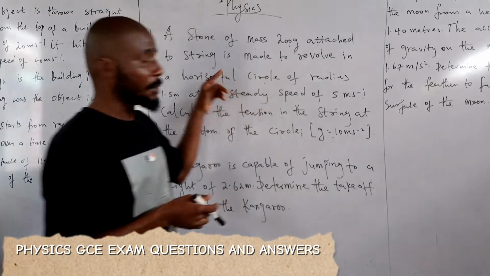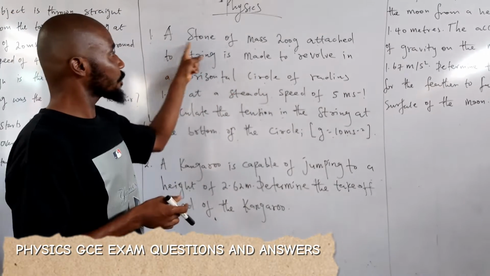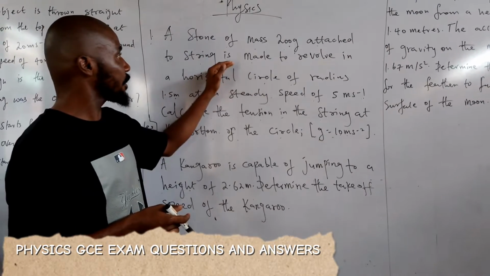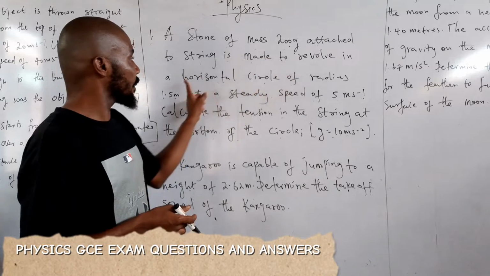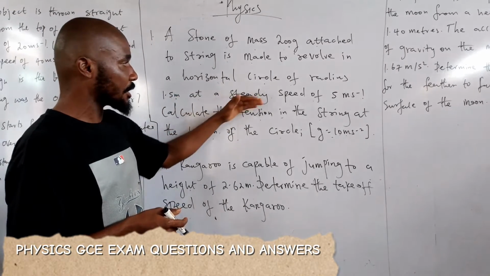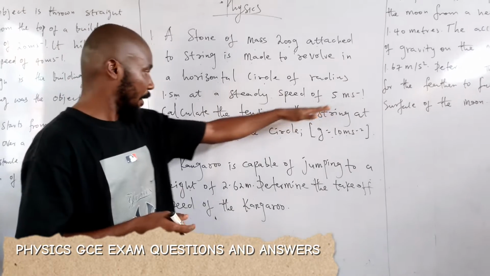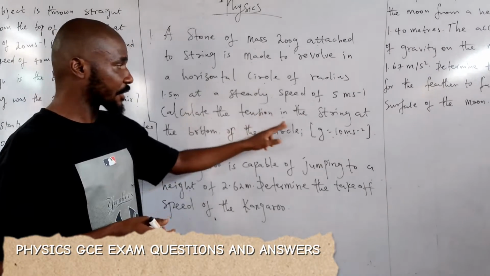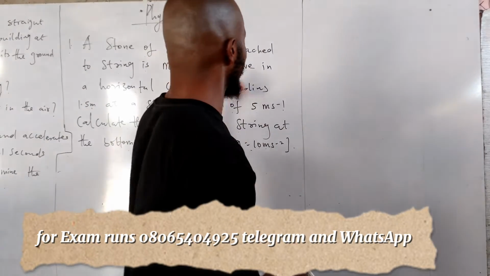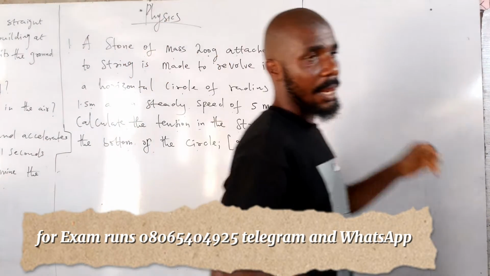It says, let me repeat the question again. A stone of mass 200 grams attached to a string is made to revolve in a horizontal circle of radius 1.5 meters at a steady speed of 5 meters per second. Calculate the tension in the string at the bottom of the circle. Let's look at the solution to question number 1.